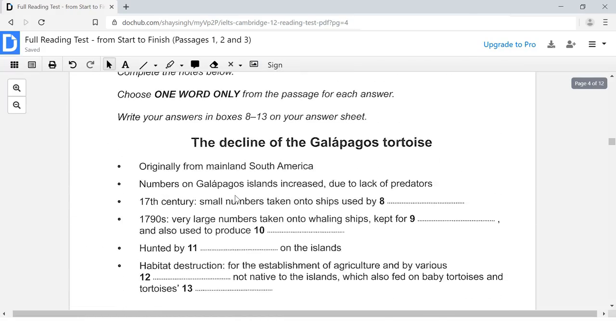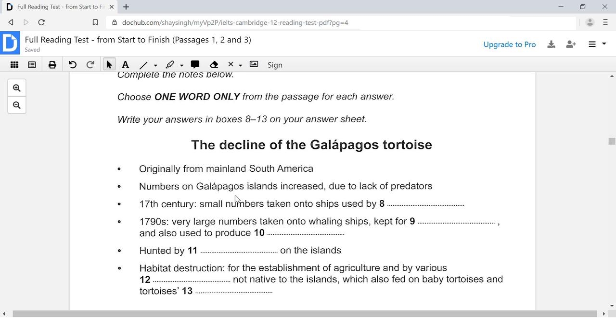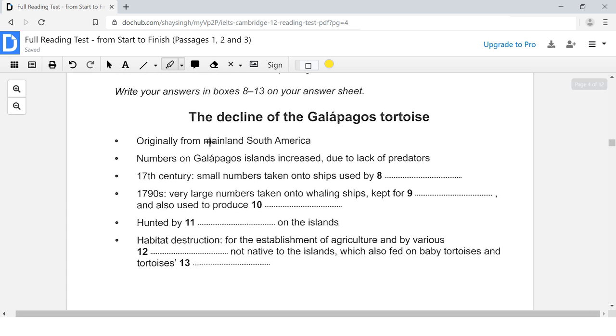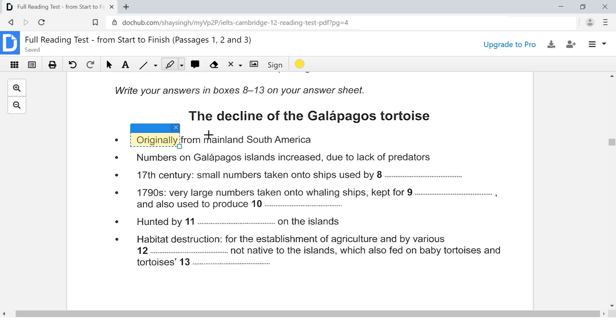Okay. So again, the first thing that we're going to do here is mark the keywords, just like with headings questions. Also be sure to read the instructions. Here you can only write an answer that contains 1 word. Very important. Okay, here it's talking about originally from mainland South America. That's going to be an easy keyword. I can remove that actually. This is a better keyword.